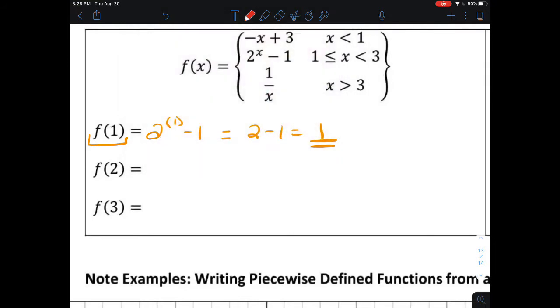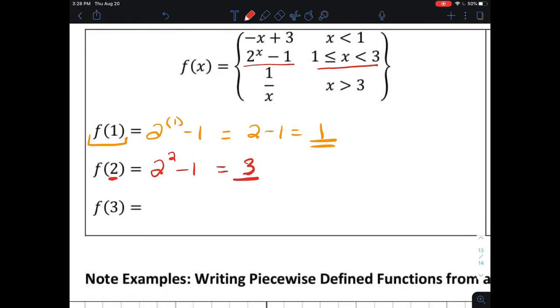Similarly, we're going to do the same process again for f of 2. Well, f of 2 lies inside of this interval here, so I'm going to use the same equation all over again and say 2 to the second power minus 1 gives me 3.